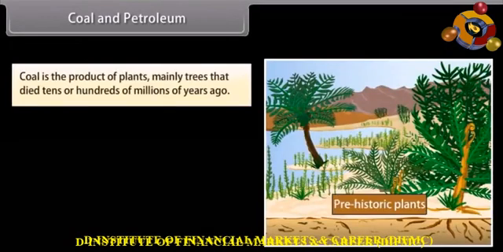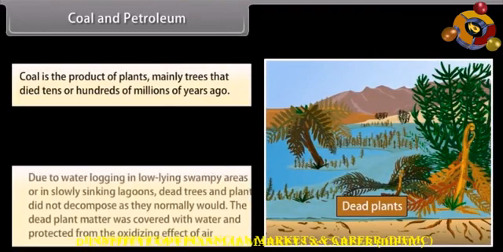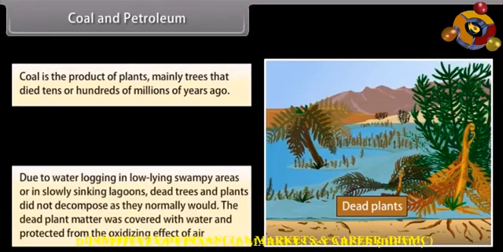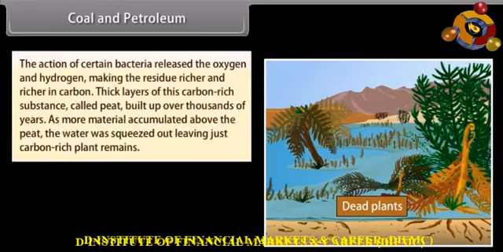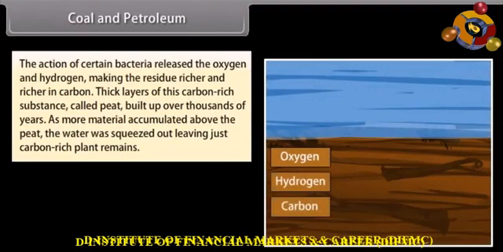Coal is the product of plants, mainly trees that died tens or hundreds of millions of years ago. Due to waterlogging in low-lying swampy areas or in slowly sinking lagoons, dead trees and plants did not decompose as they normally would. The dead plant matter was covered with water and protected from the oxidizing effect of air. The action of certain bacteria released the oxygen and hydrogen, making the residue richer and richer in carbon.